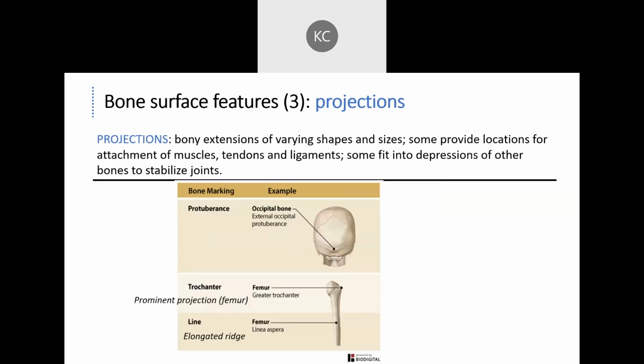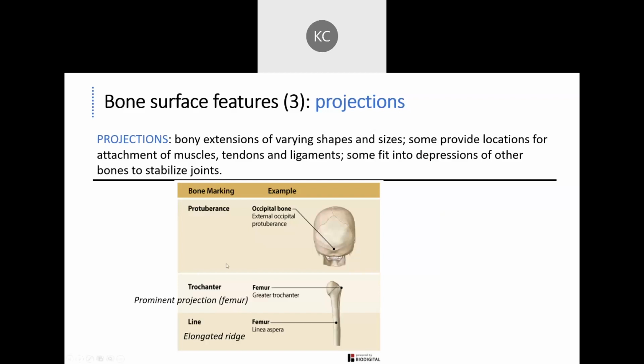Okay, and then the last three here are protuberances, trochanters, and lines. So a protuberance is a small kind of bump of a bone, and a good example of this is if you feel on the posterior aspect of your skull, if you find where your ears are and you go just posterior and maybe a little bit superior, you should feel this little bump. This is called the external occipital protuberance, and this serves as the attachment site for a ligament called the nuchal ligament that's associated with our neck and our cervical vertebrae.